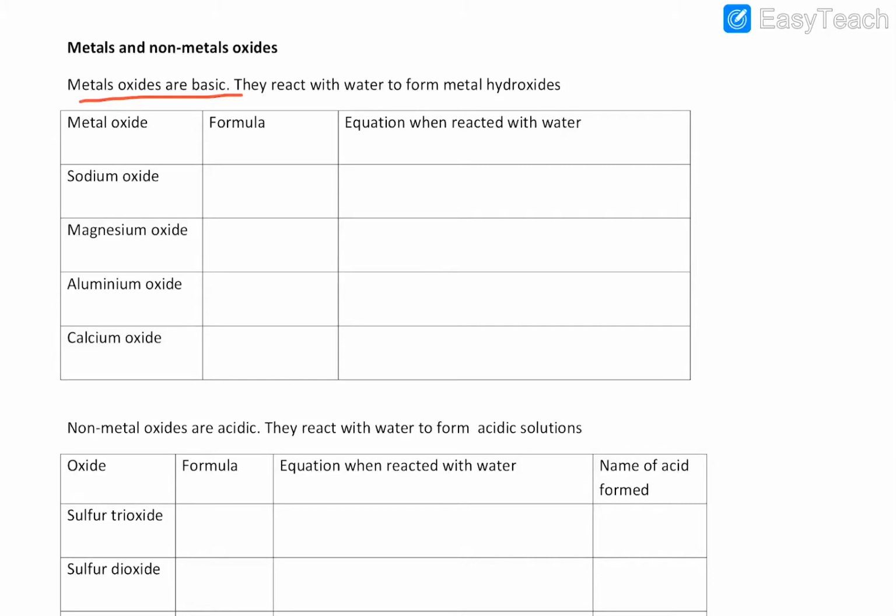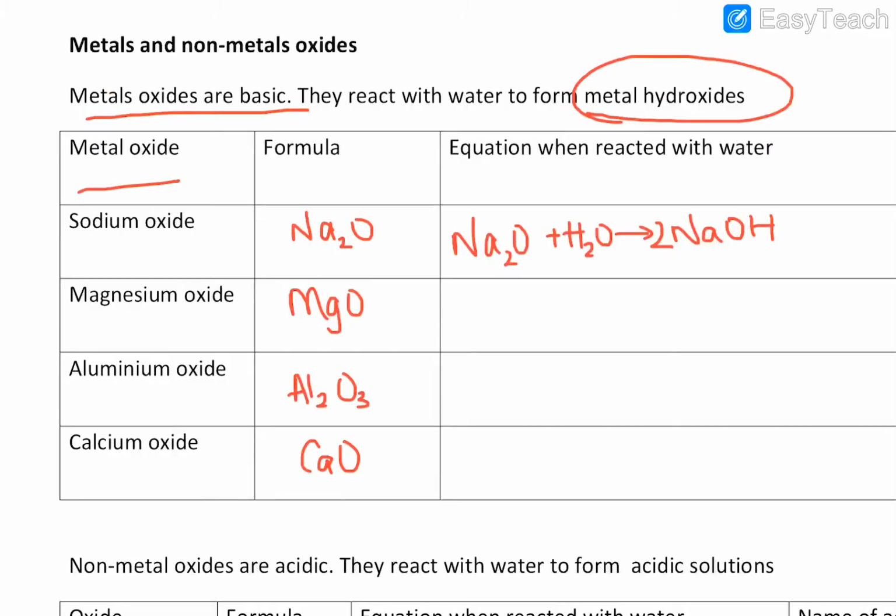These metal oxides react with water to form the metal hydroxide. So sodium oxide will form sodium hydroxide. So this is what you have. That's the formula of the metal oxide. So you have sodium oxide reacting with water to form sodium hydroxide.